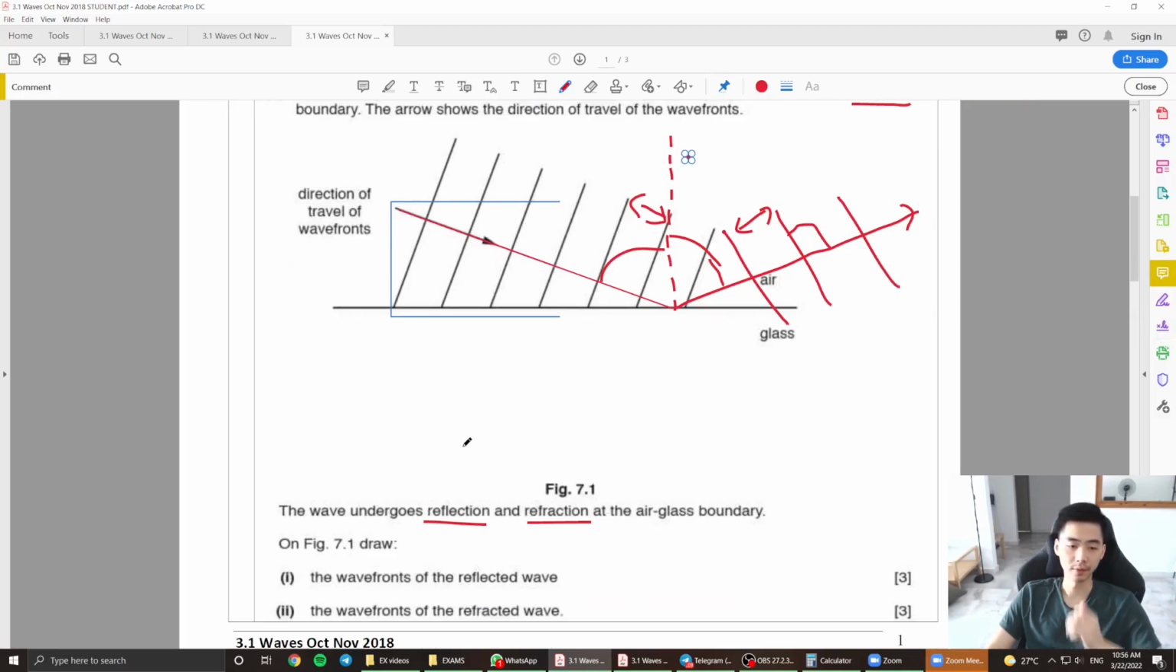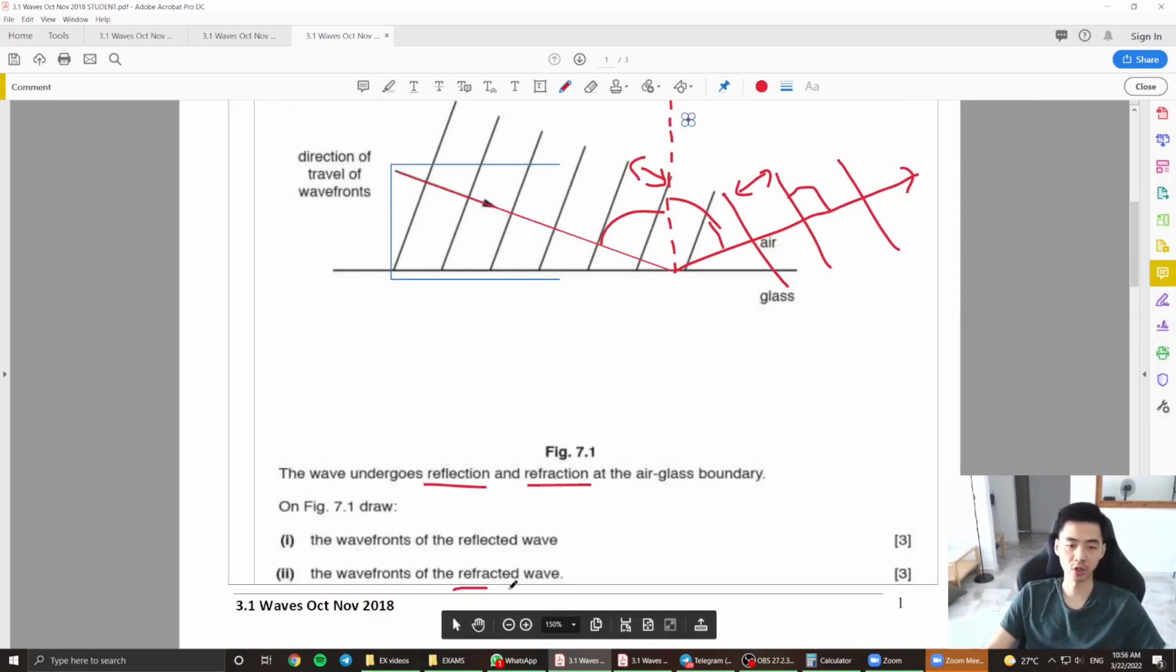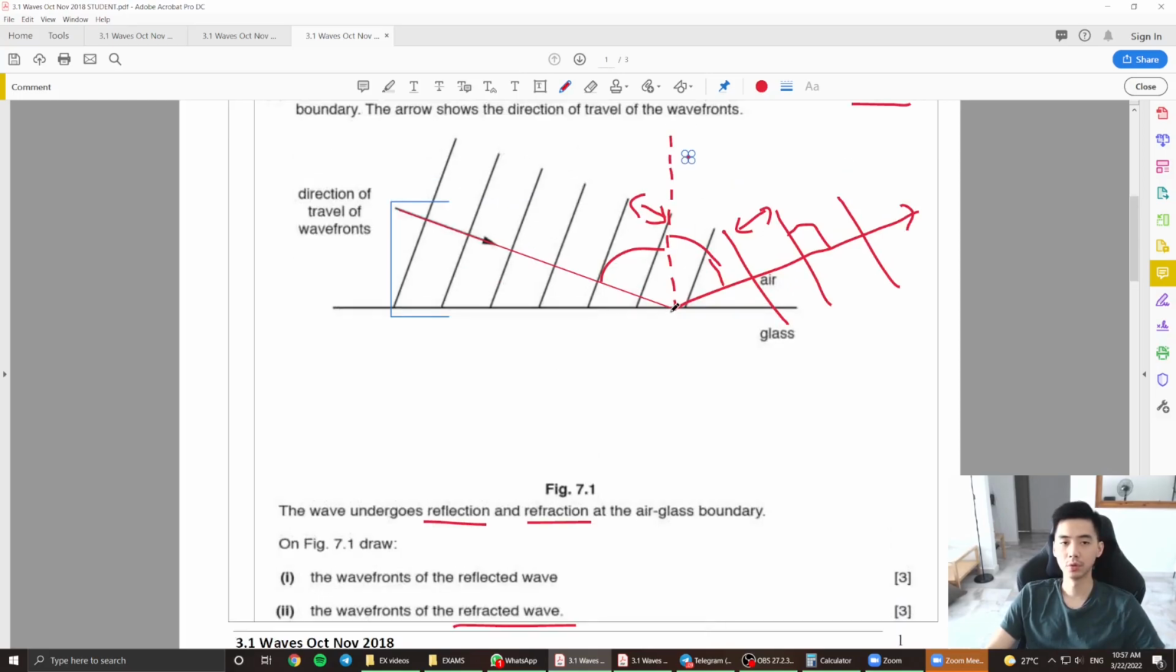Alright. Then after that, they ask you to draw the refraction of the wave. This is going to be a light wave. So if it's a light wave going into glass, it's going to be slower. If it goes from less dense to more dense, it's going to bend towards the normal here. And if it's going towards the normal, it's essentially going to have wavefronts that look something like this, and also something like this here.